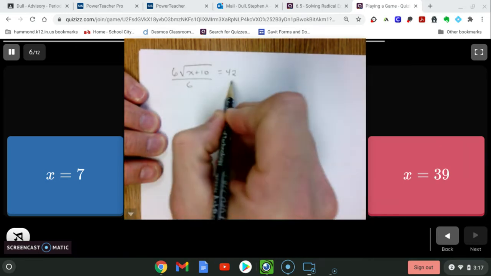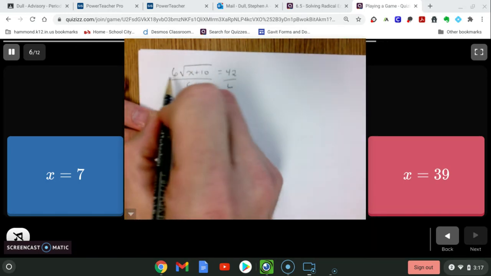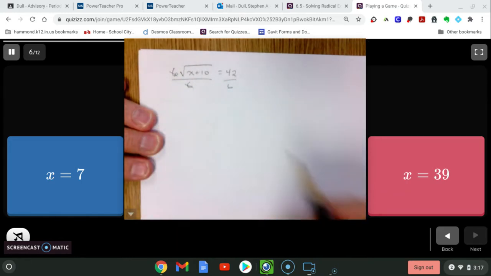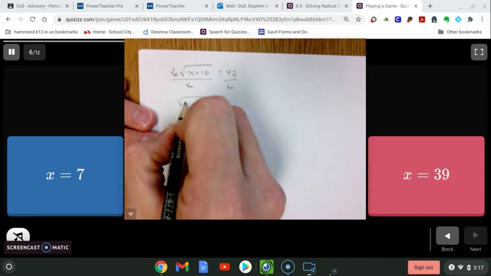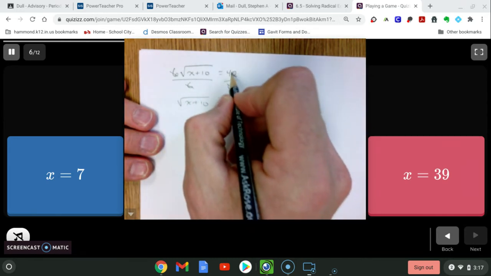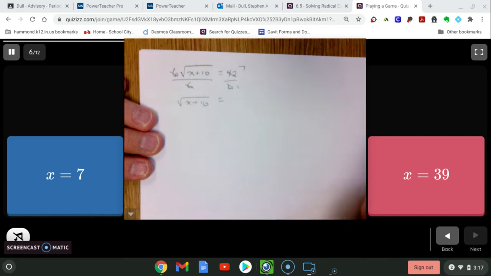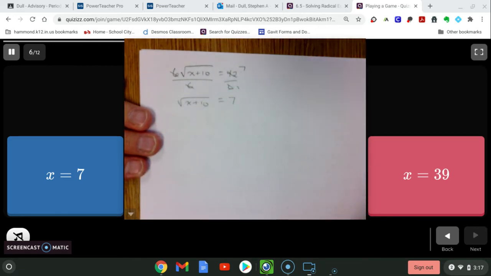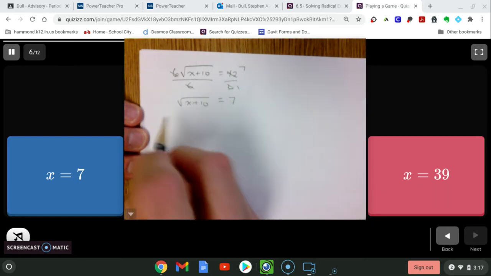The first thing we're going to do is isolate this radical, so I'm going to divide both sides by 6. 6 divided by 6 is 1, so on the left-hand side I'm going to have just the square root of x plus 10. On this side, 42 divided by 6 is 7. So the square root of x plus 10 is equal to 7.